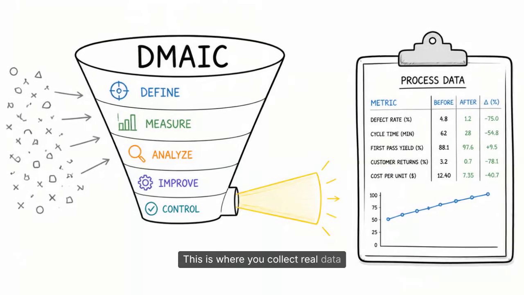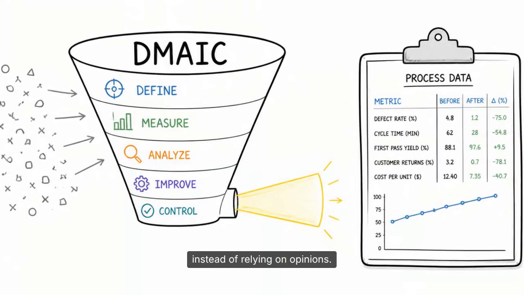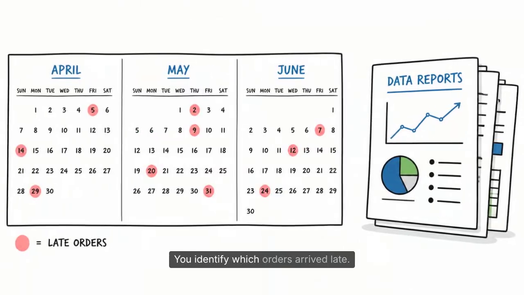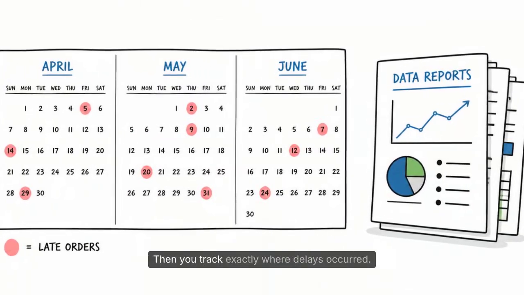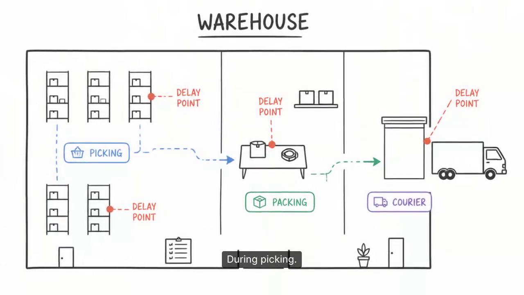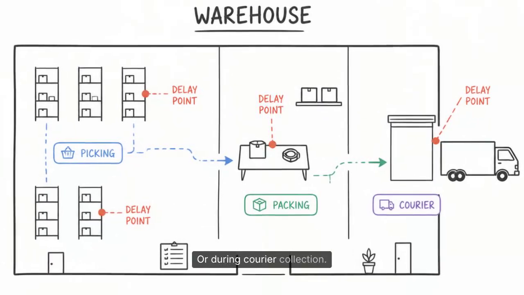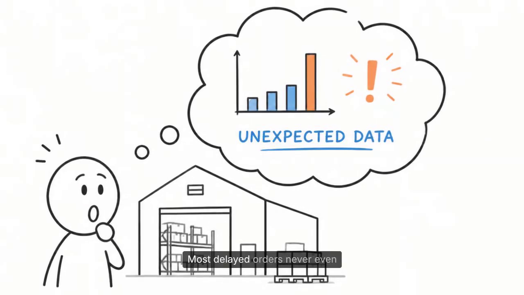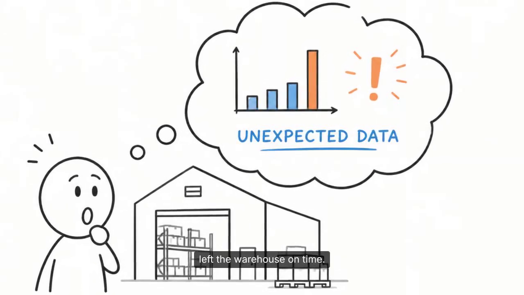This is where you collect real data instead of relying on opinions. You pull the last 3 months of order data. You identify which orders arrived late. Then you track exactly where delays occurred: inside the warehouse, during picking, at packing, or during courier collection. The data reveals something surprising. Most delayed orders never even left the warehouse on time.